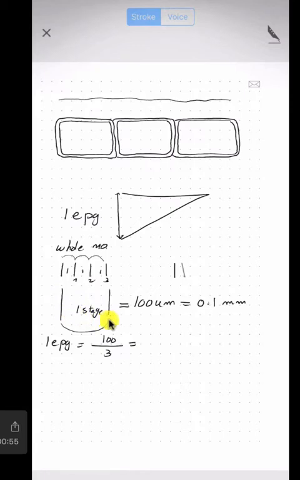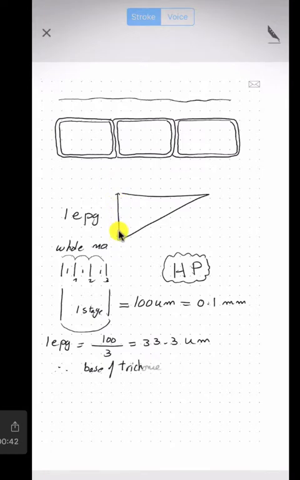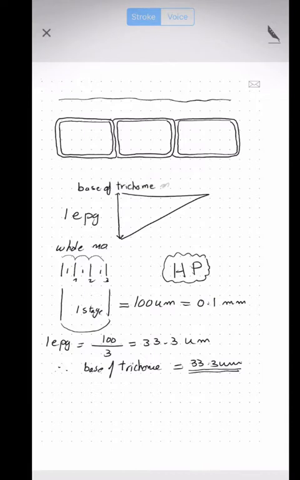This means then 1 stage equals 3 EPG, so the 3 equal the 100 micrometer, so the 1 equals 100 divided by 3, equals 33.3 micrometer. So this is the length of the base of the trichome, as it equals 1 EPG. So this is how to use the EPG after its calibration with the stage micrometer to find out an actual length.